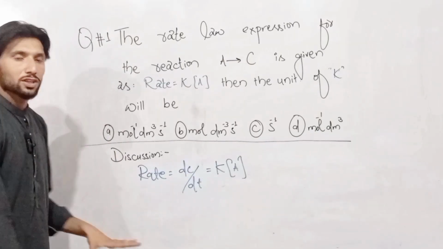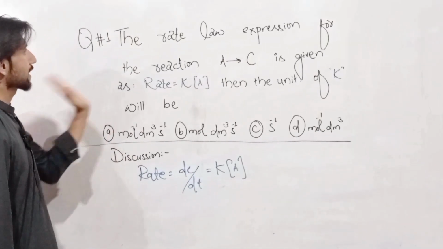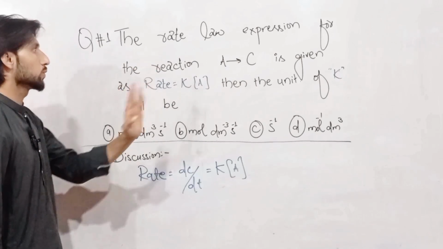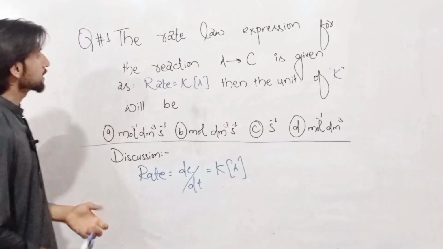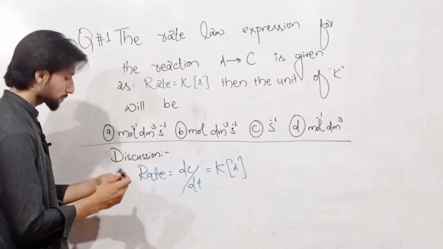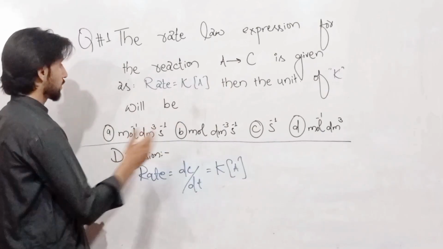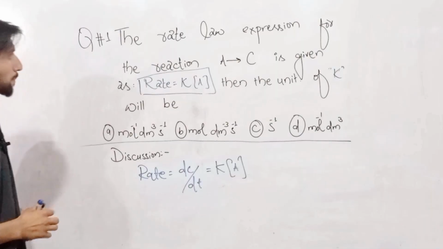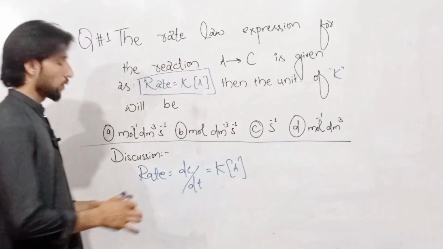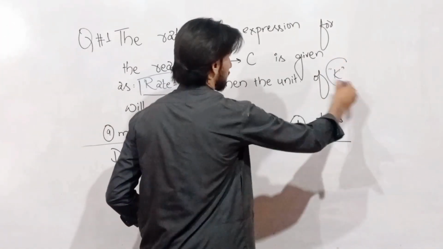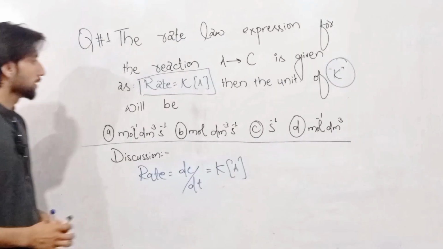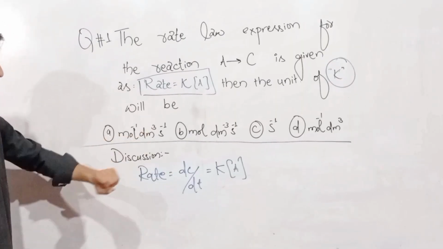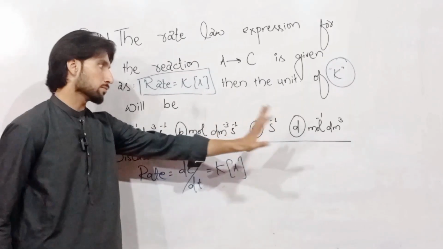You must have read the question. The question is saying the rate law expression for the reaction A goes to C is given as rate is equal to Ka. Then the unit of K will be, so we are given the rate law expression and we are required to find the unit of this thing, the rate constant. The options are per mole dm cube per second, mole per dm cube per second, and per mole dm cube.